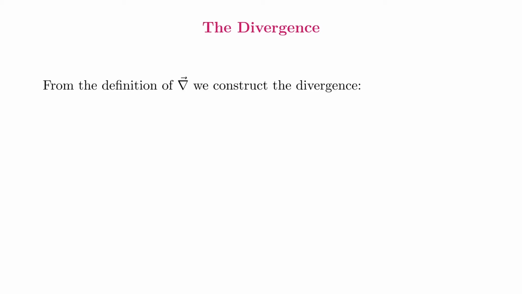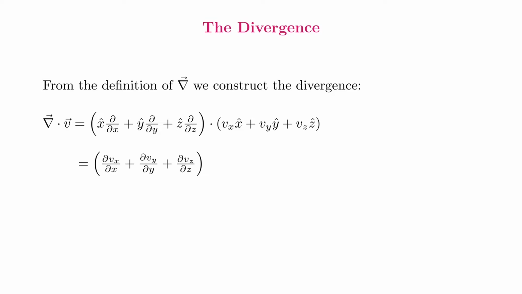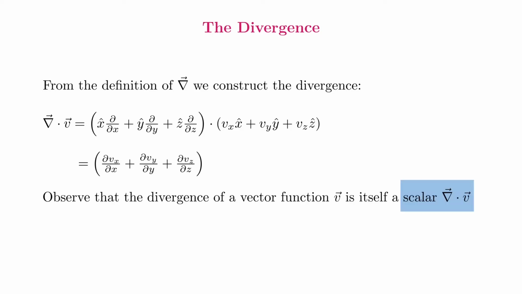The divergence. From the definition of del, we construct the divergence as del dot v equal to x hat ∂/∂x plus y hat ∂/∂y plus z hat ∂/∂z dot vx x hat plus vy y hat plus vz z hat. When we take the dot product, we are left with ∂vx/∂x plus ∂vy/∂y plus ∂vz/∂z. Observe that the divergence of a vector function v is itself a scalar.